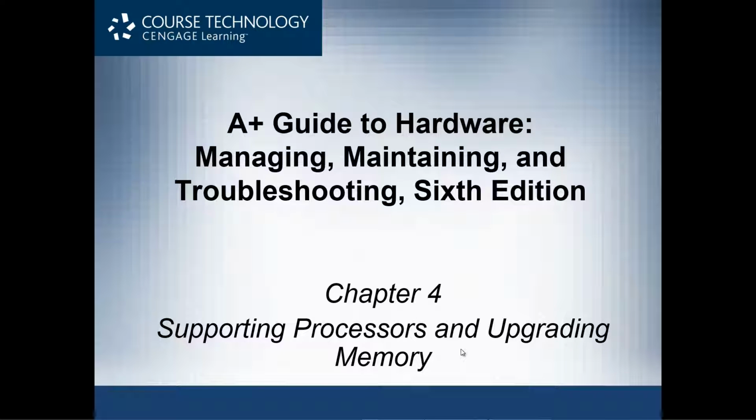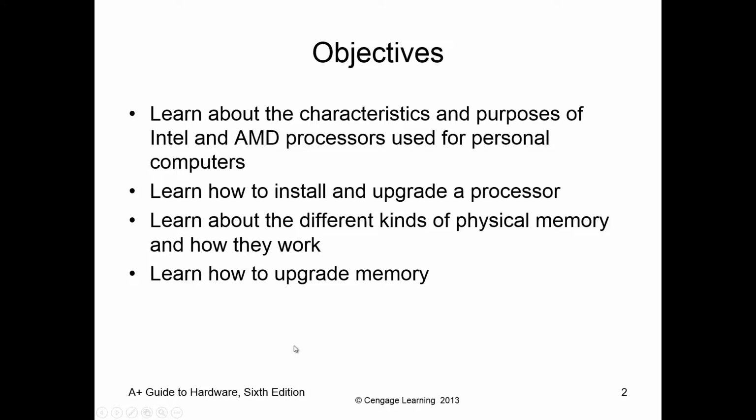Chapter 4, Supporting Processors and Upgrading Memory. The main objectives for this chapter are discussing the different types of processors, and explaining their characteristics and main purpose. We're going to talk about how to install them and how to upgrade them. We're also going to learn about the different kinds of physical memory and how they work. This also includes how to upgrade memory as well.